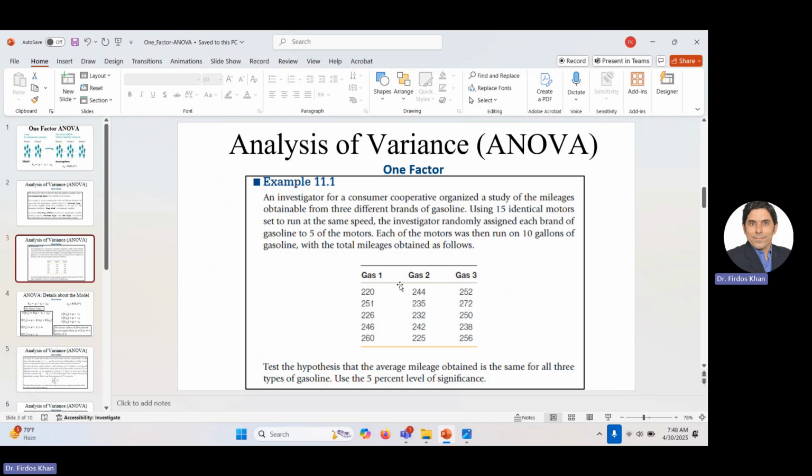You can see that you are running 5 motors with gasoline level 1, gasoline level 2, gasoline level 3, and you are obtaining total mileage. Now you want to test whether the average mileage is different for each of the 3 gasoline levels or not. In this case, you are using analysis of variance and doing proper testing, which we will do later, not now. This was just to explain what is meant by one factor ANOVA.